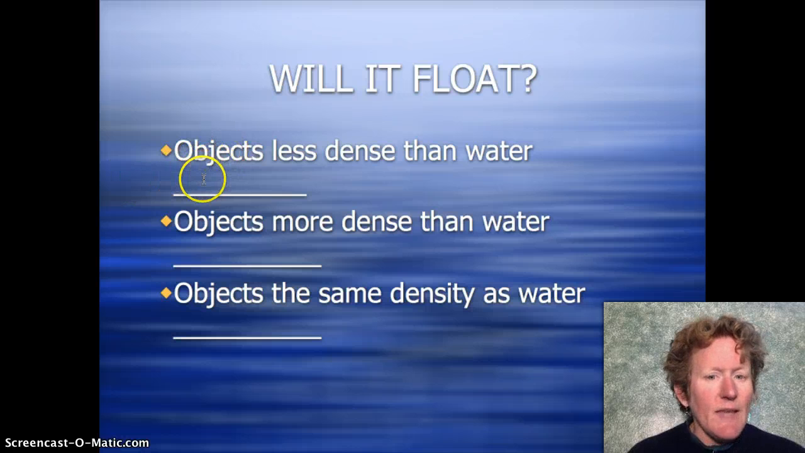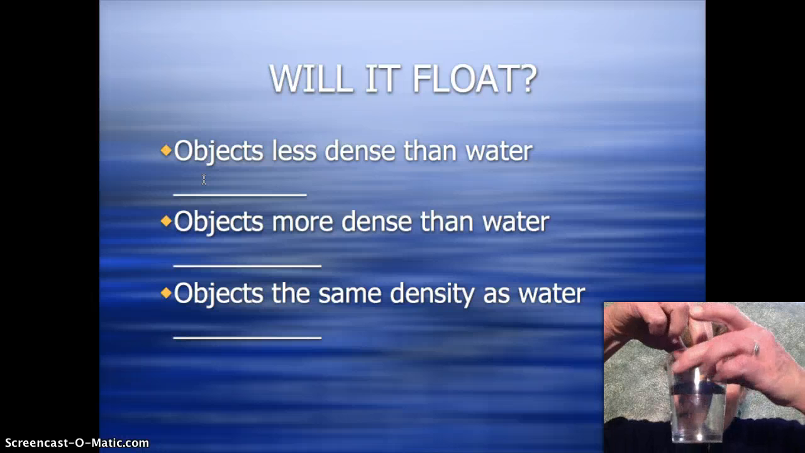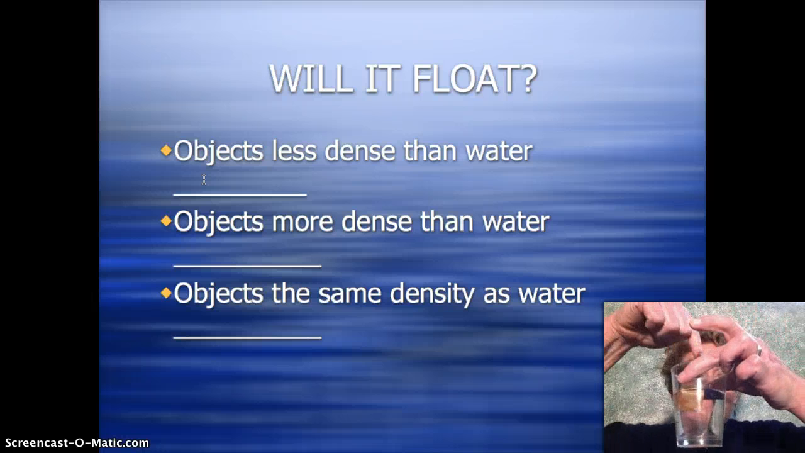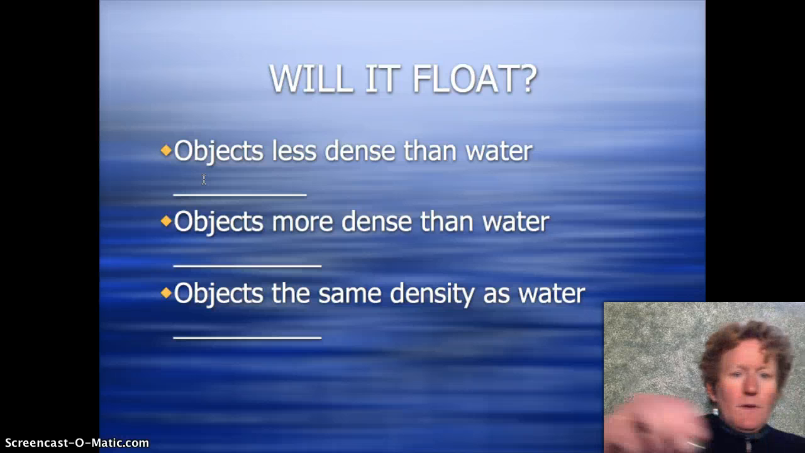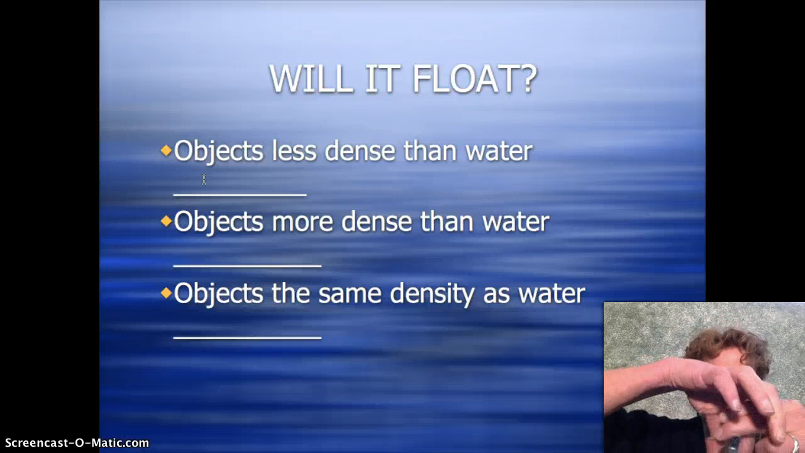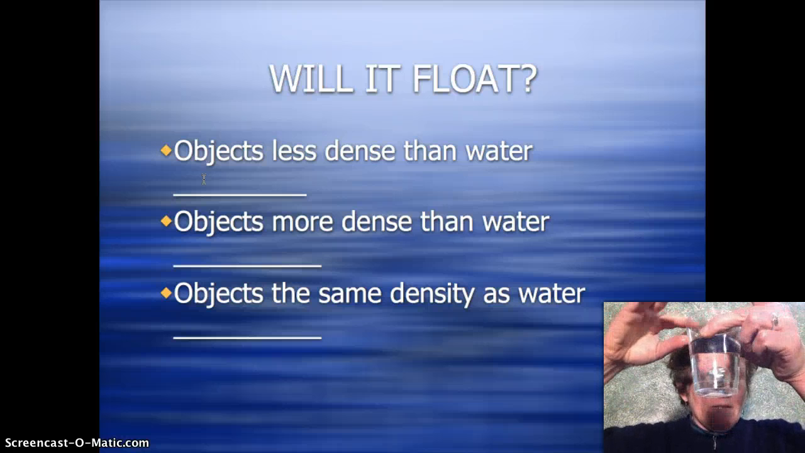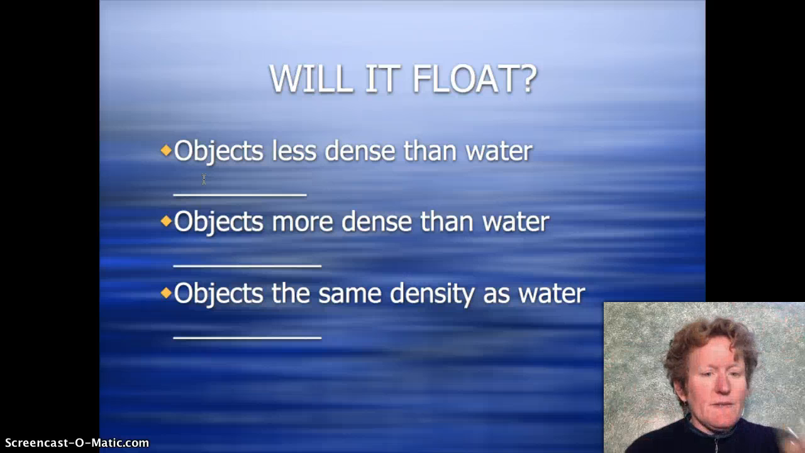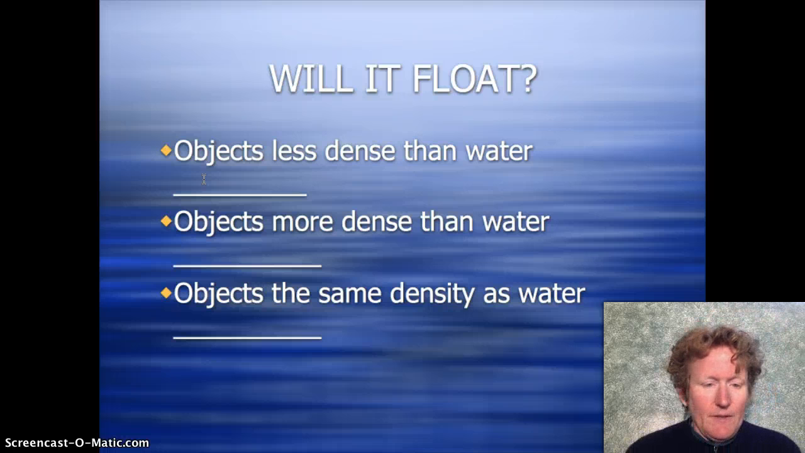So objects less dense than water, like this piece of wood, will float. Wood is less dense than water. If you have a very dense material like this steel ball, that's obviously going to sink. Stuff that's more dense than water is going to sink. And if it's the same density as water, it's going to hover in the middle of the water.